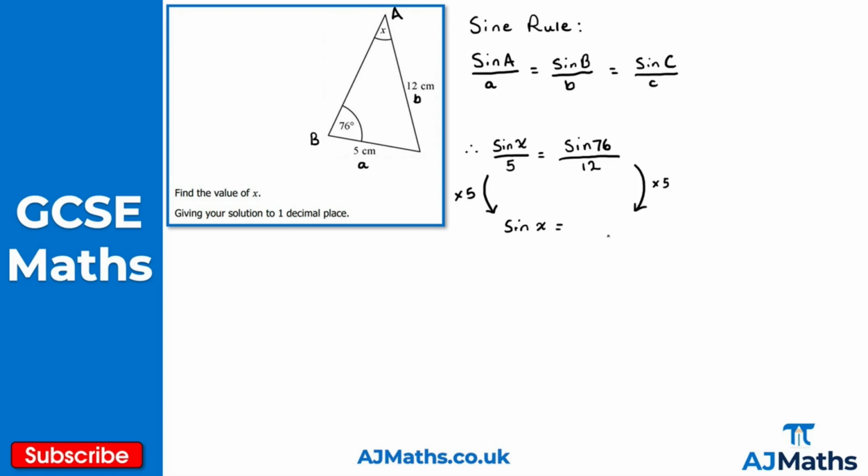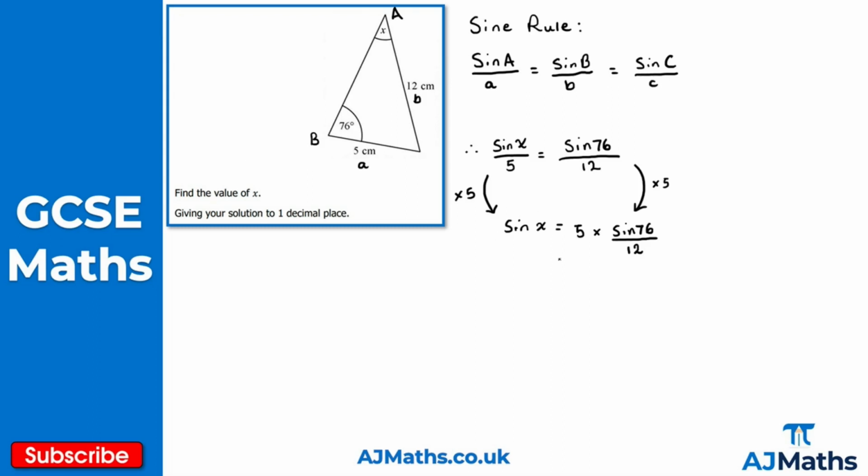On the right hand side now we're going to get 5 times sine 76 over 12. Now, all we're looking for here is the value of x. Okay, so we just need x on its own.